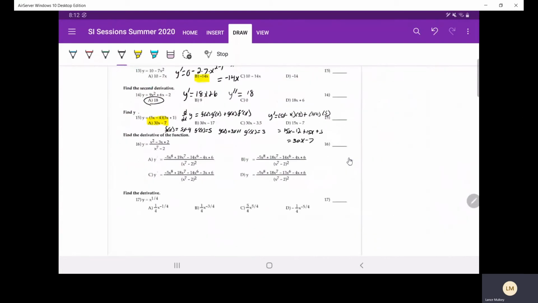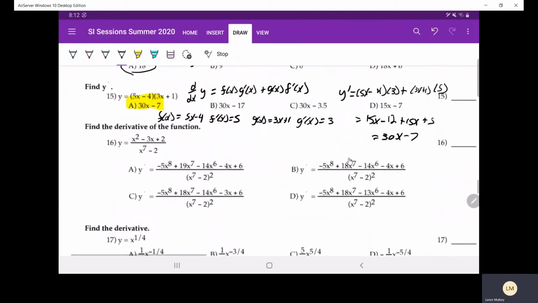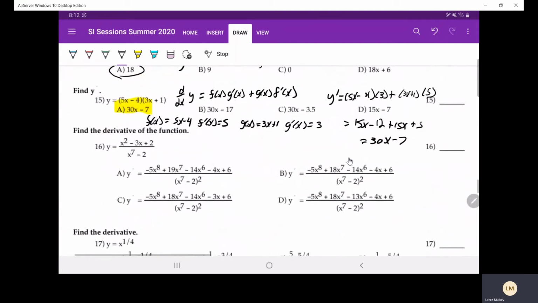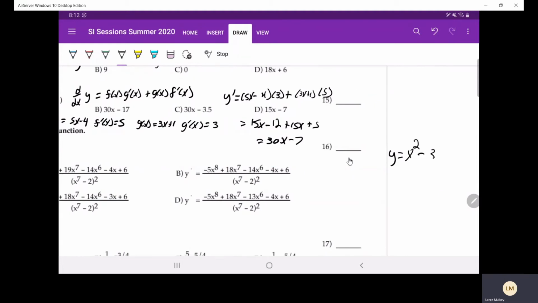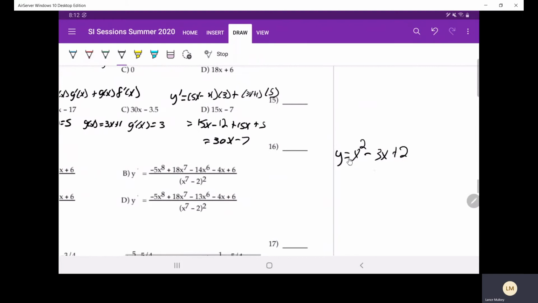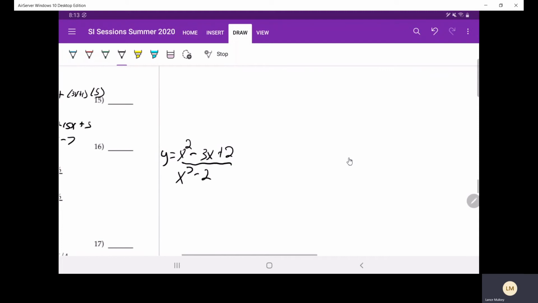Now right here is a fun one. We're almost done with this. Okay, y equals, I'm going to write it out here, x squared minus 3x plus 2 over x to the 7th minus 2. So right here you have a classic quotient rule problem.